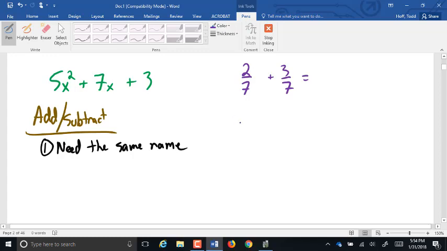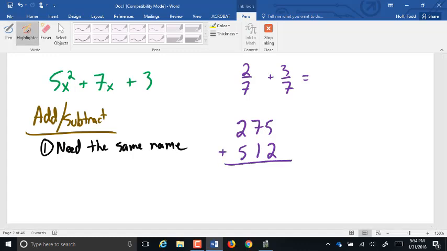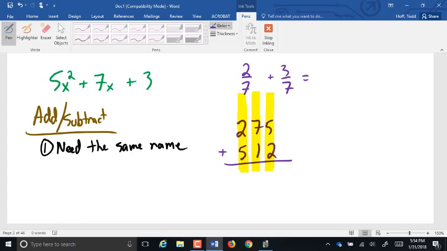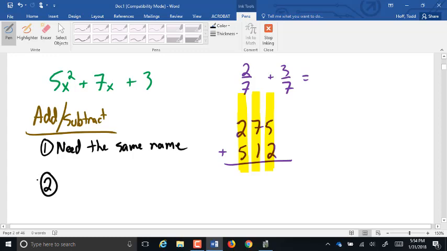For whole numbers, it meant that we could only add digits that have the same place value. That's why we had to line up the columns, so we're only combining ones with other ones, and tens with other tens, and hundreds with other hundreds. The second thing, we're going to combine the counts, but when we add and subtract, we keep the same name.